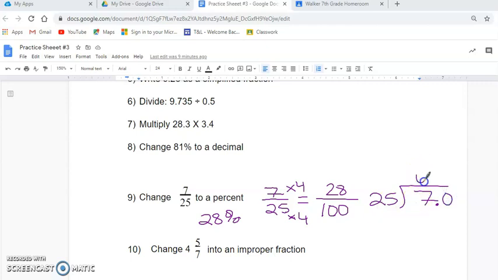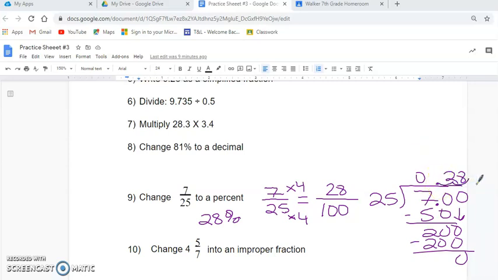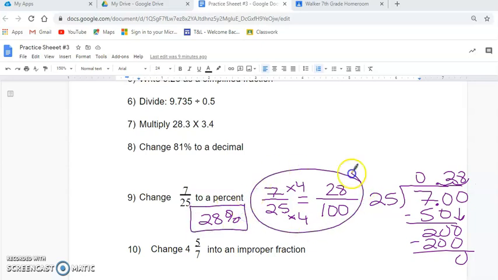Okay, so 25, it won't go in there. It will go in here. 2, 50, 20, 0, take it down. 25 into 200 goes 8, 200. Now, this is the decimal, so I would have to make sure I move it. This is the decimal form, so I would have to move it 1, 2, which would give me 28%. So you can do it either way. To me, if the denominator goes evenly into 100, that's what I like to use.